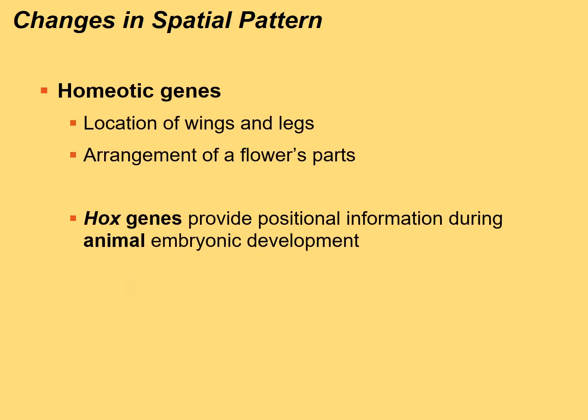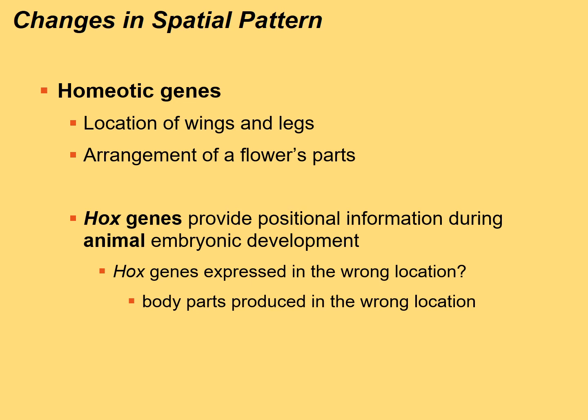Evolutionary change results from alterations in genes that can control the placement and the organization of the body parts. So this is where the spatial pattern can be affected by changes in gene sequences and regulation of the genes. Homeotic genes specifically are those genes that are involved in development. These are the genes that determine where the wings and the legs will develop on a bird, or how the flower parts are going to be arranged in the final adult stage.